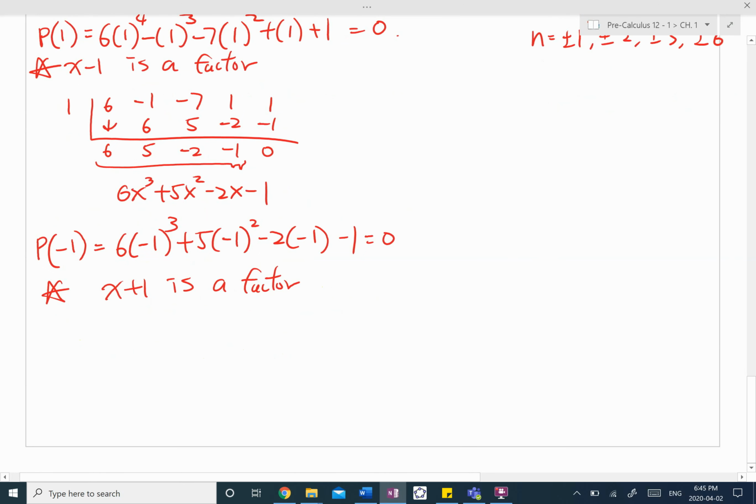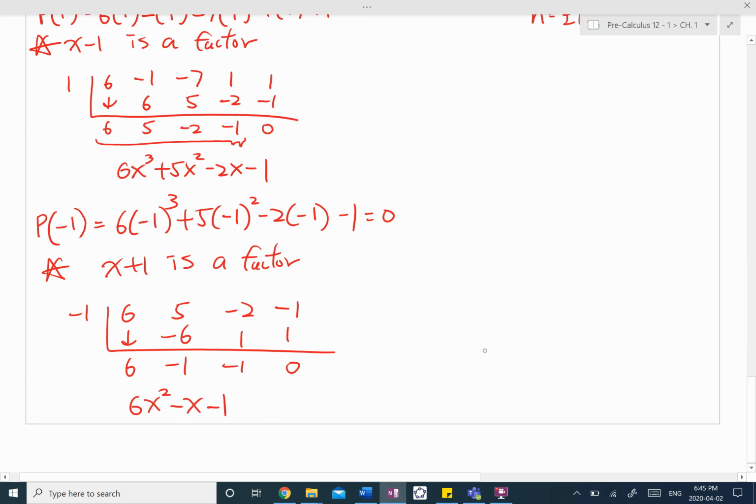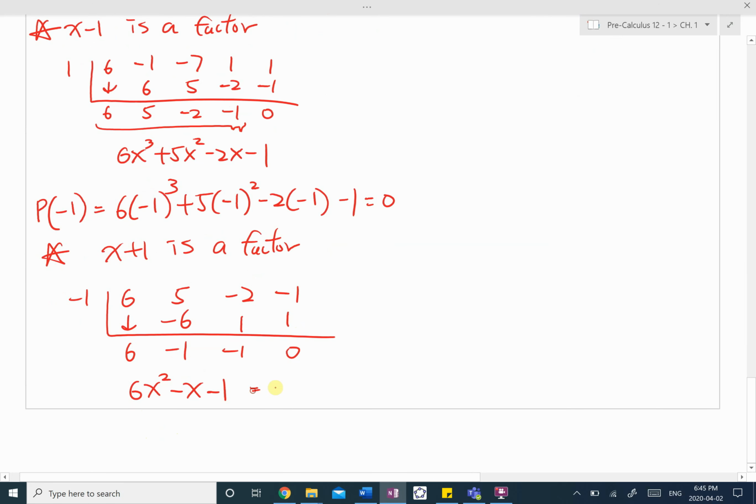Now what I need to do is, again, synthetic division. If you don't like synthetic division, you can always use long division as well. I'm not going to force you to use synthetic division. What we have remaining is 6x squared minus x minus 1, which can be factored. I'm guessing it's 3 and 2, and that'll be -1, and that'll be +1. Is this right? Yes, this is right.